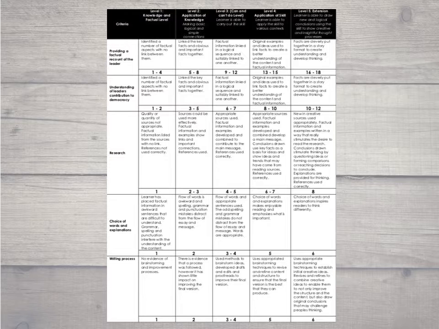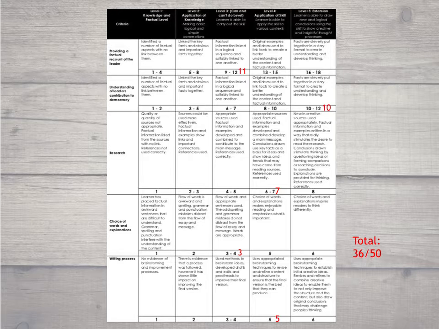So now let's say we're marking someone's work, and we say, right, let's look at the first, providing factual recount of the leader. Well, they are on the can and can't do level, and they're pretty much in the middle, so we're going to give them an 11. The next, understanding leaders' contribution to democracy. Well, this learner has done exceptionally well. They've earned a 10, but it's not quite a 12, but they're still sitting on level 5. Research, they're sitting on level 4, so they get a 7. Choice of words and explanation, between a 3 and a 4, so we've given them a 3. And then the writing process, we've given them a 5. So in total, this learner is getting 36 out of 50.